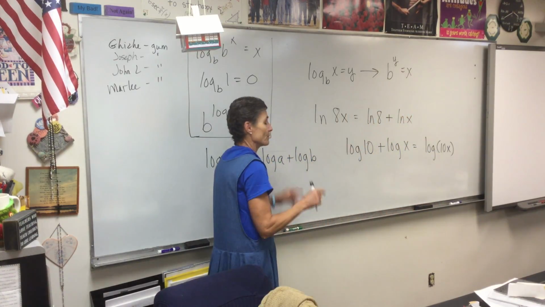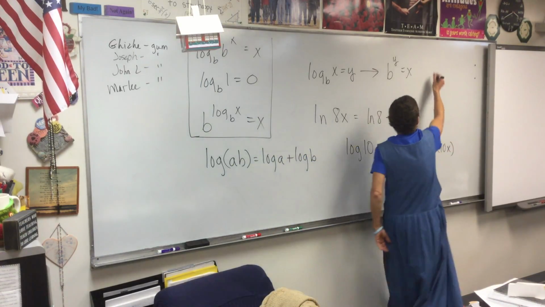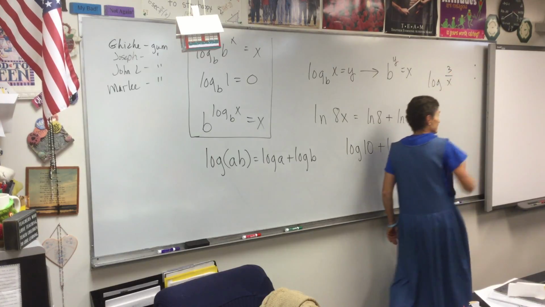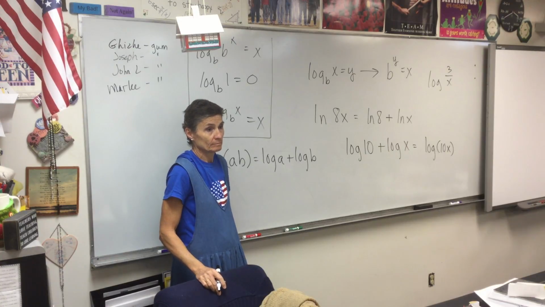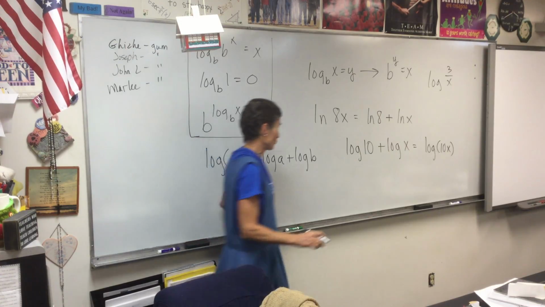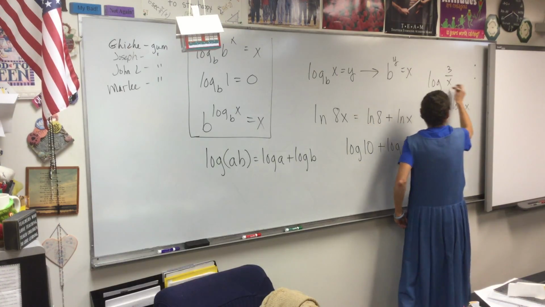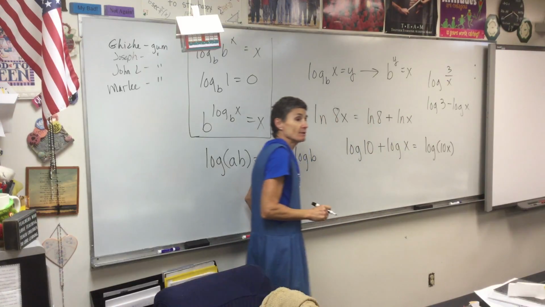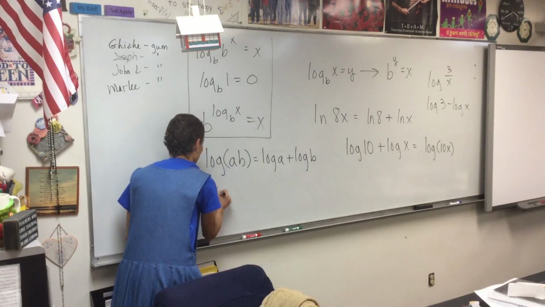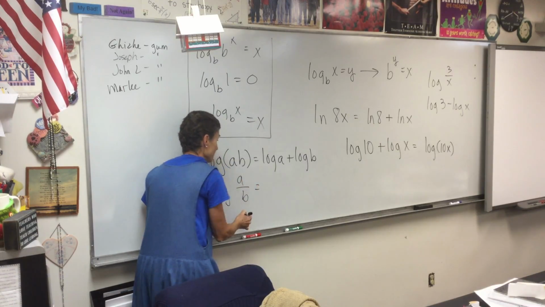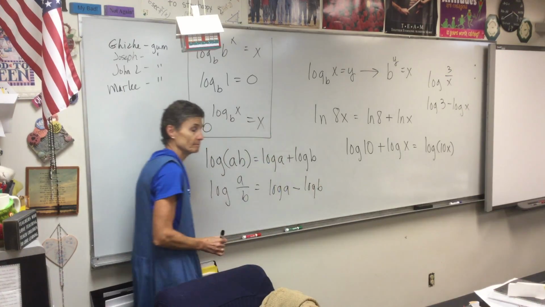Okay? Now, probably then, you don't have any problem with number 3 that says the log of 3 over x. How do you think that's going to be split up? Log 3 minus log x. So we're going to have a quotient in our problem, and the logarithm of a quotient is the difference of the logs. So the property says the log of a over b is the log of a minus the log of b.